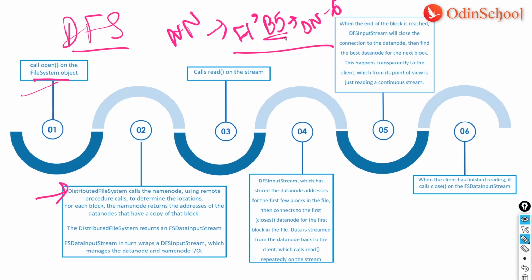So if the client is itself a data node, that is also one case, right? For example, a MapReduce task. So the client will read from the local data node itself, if that data node host has a copy of that block.